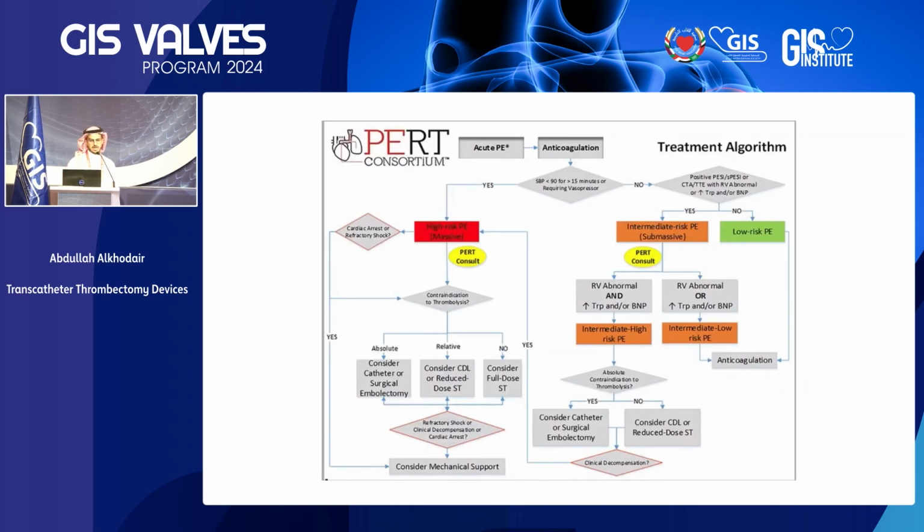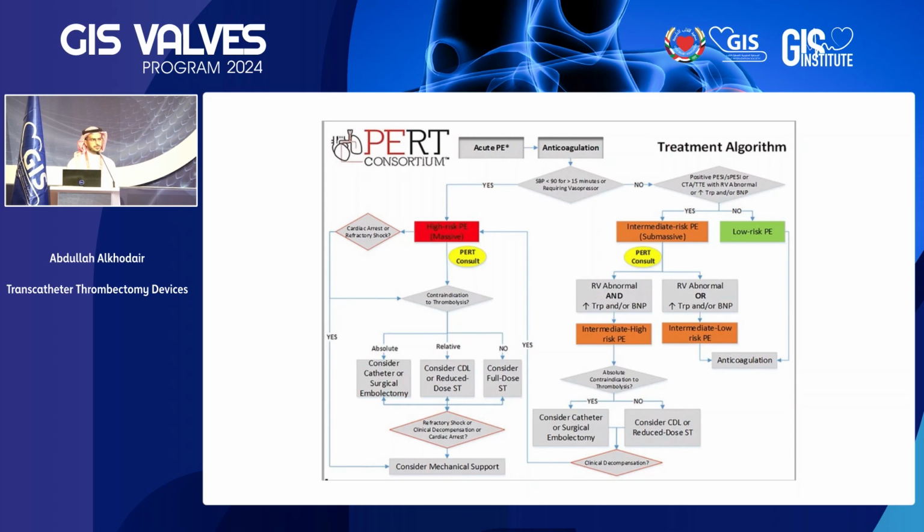So this is the PERT team, or the PERT consortium algorithm. If we take it step by step, if you have a high-risk PE, then the PERT team is activated, and then we decide on the presence or absence of contraindications. If there are no contraindications, then TPA is usually recommended. The difficulty is usually with the orange ones, the intermediate-risk PEs, and those are the ones that really require a lot of discussion between these different groups.